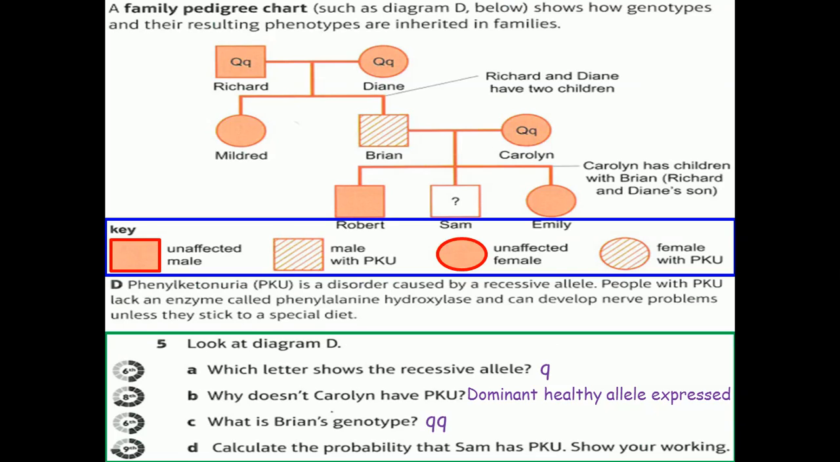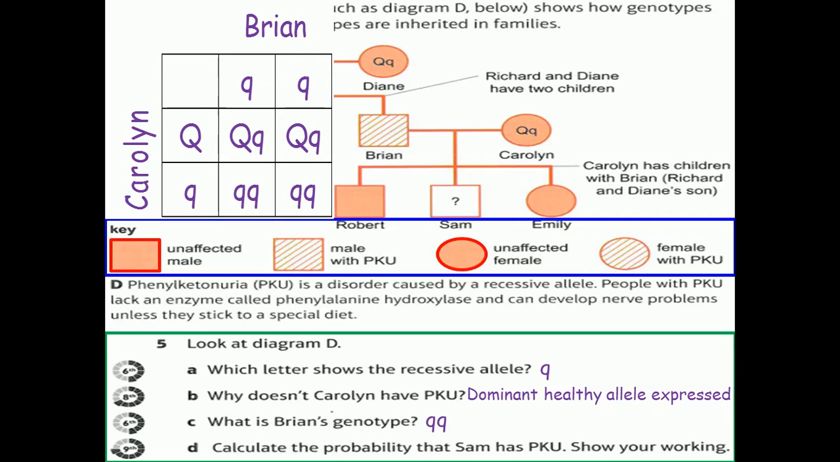And then the next question, calculate the probability that Sam has PKU. If we look at Sam, Sam is the son of Brian and Caroline. We know that Brian is lowercase q, lowercase q, and Caroline is capital Q, lowercase q. If we put that into a Punnett square, the probability that Sam has PKU, which is the genotype lowercase q, lowercase q, is only two possibilities out of 4. So that means it is a 50% chance.